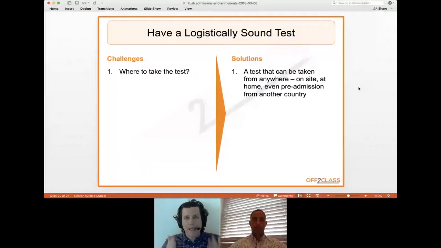How do you handle the logistics of this? And it comes down to very simple things. Number one, where do you take this test? Is it something that you need a computer lab for? Is it something you have to have equipment for?